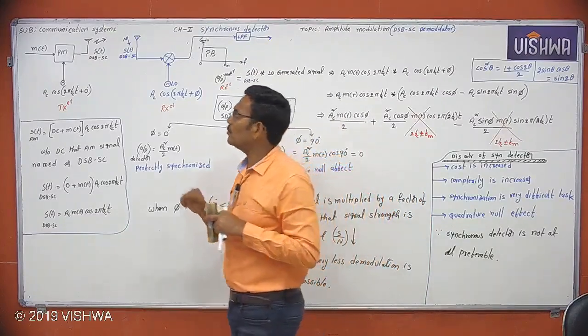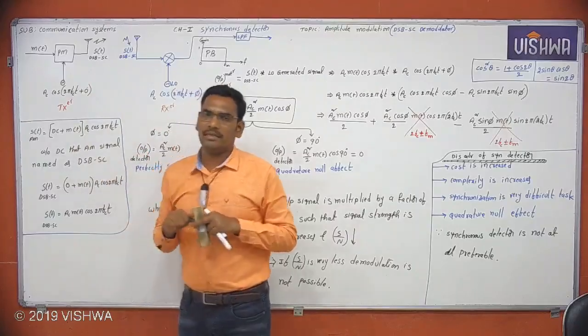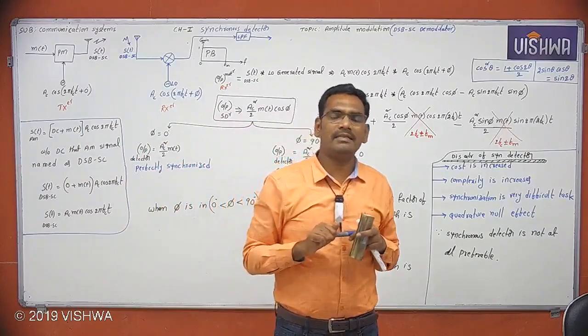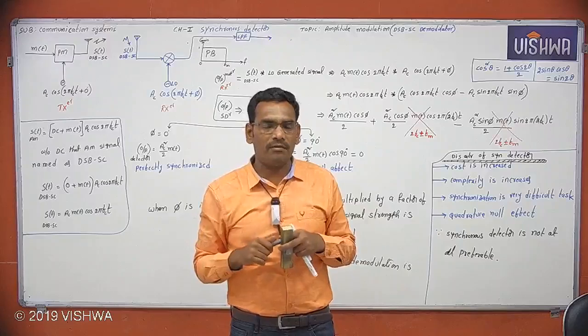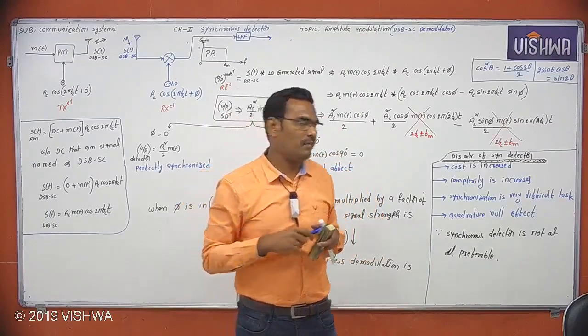In AM also, you use the synchronous detector only when DC is equal to 0. So practically the synchronous detector is not at all preferable because of these many disadvantages. We always go for the envelope detector, but the thing is just to add a DC component.